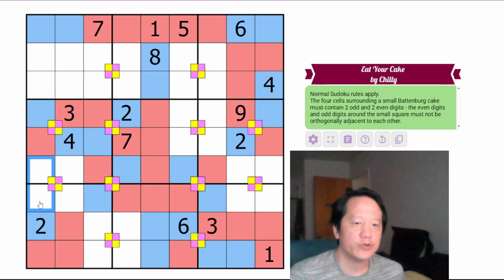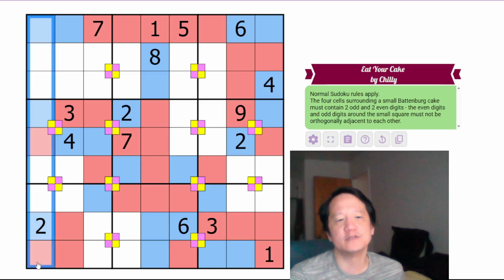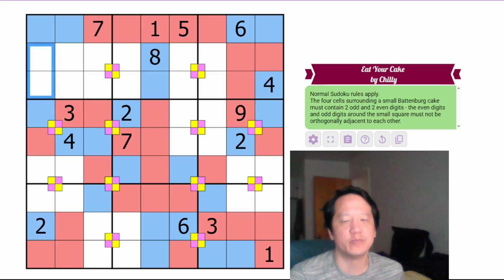Column 1, we are guaranteed an even in one of these 2 cells by the Battenberg cake. 2, 3, and 4. Evens remaining have filled out in column 1, so the rest of the box cannot be even. These are odd.